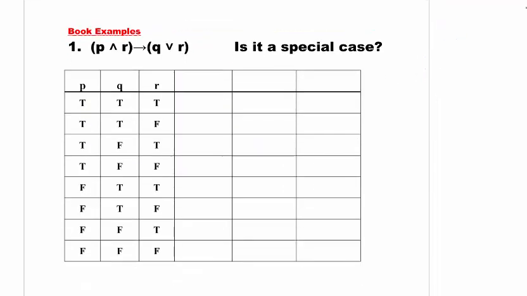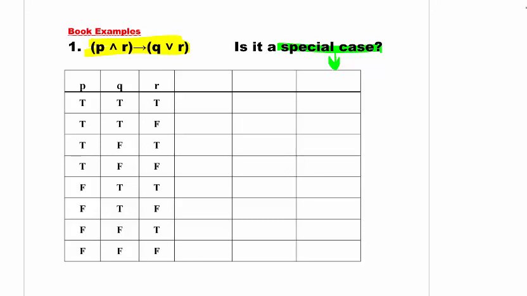So now we're going to just do some examples. We're going to be using some of the rules from the last sections as well, but that's all we're doing in this. We went over the two new rules and then the special cases. So this is a book example. We are doing a truth table for this, and they're asking, is it a special case? The special case looks at the last column. It has nothing to do with any columns until then.